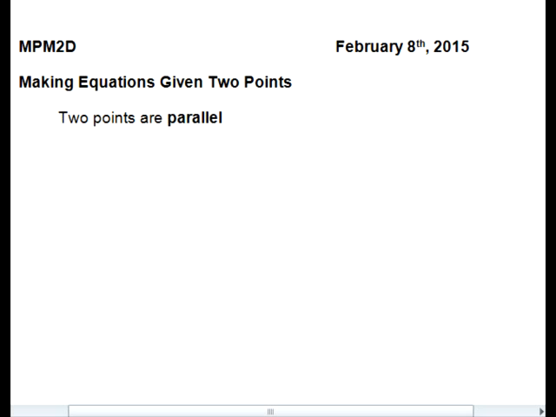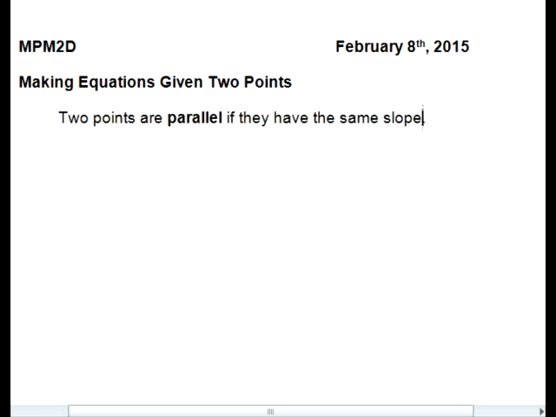So here we go. We're making equations given 2 points. 2 lines are parallel if they have the same slope. In grade 8 you would have said 2 lines are parallel if they go on forever and they don't intersect, which is true. But when you get to grade 9 you say that 2 lines are parallel if they have the same slope.